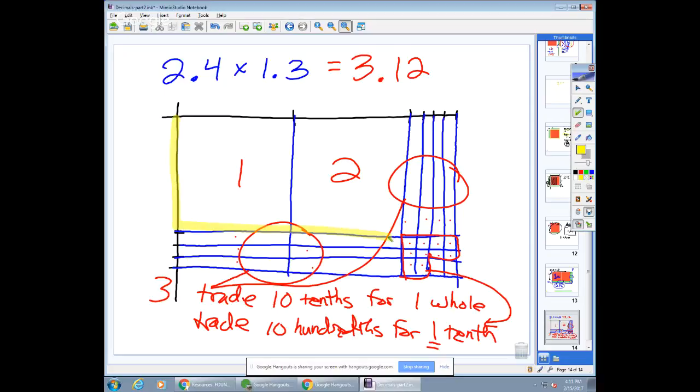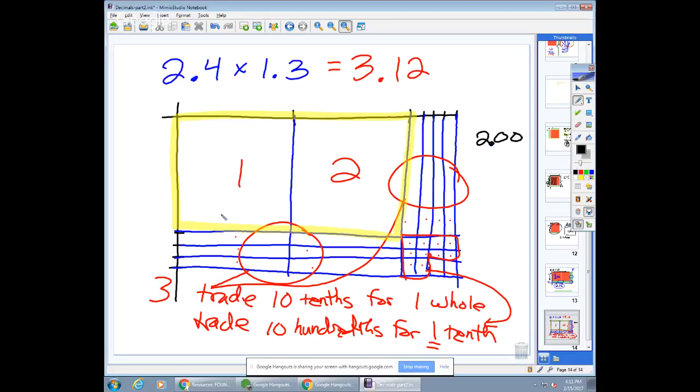This group right here, that's 2 holes, right? Okay. But don't you agree that a hole is made up of a whole bunch of hundredths? Okay. So that part right there means I have 200 hundredths. With me? Right here, 200 hundredths.